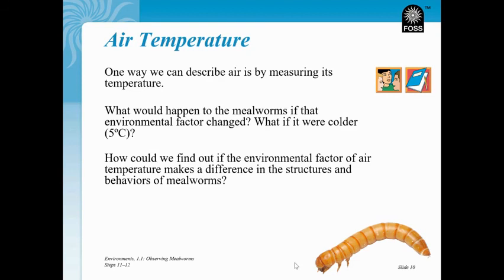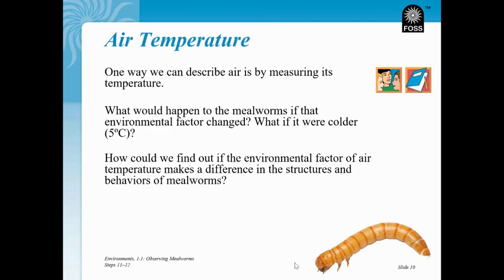One environmental factor is air temperature. One way we can describe air is by measuring its temperature. The temperature in your house might be around 22 degrees Celsius or 72 degrees Fahrenheit. What would happen to the mealworms if that environmental factor changed? Does it like the same environment we like? Does it like a colder environment, like 5 degrees Celsius, like the temperature in your refrigerator?